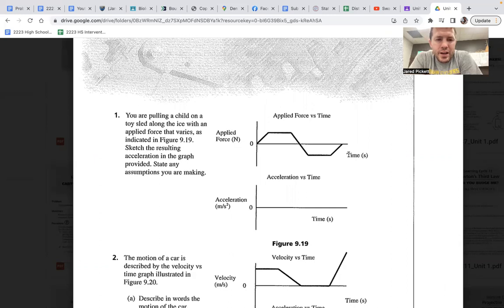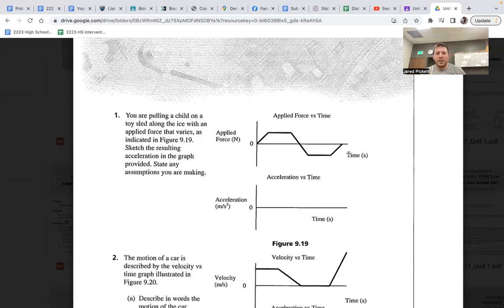So you're pulling a child on a toy sled along the ice, and this is important, with an applied force that varies. So the person that's doing the pulling is maybe changing the amount of force that they give. So sketch the resulting acceleration in the graph provided. State any assumptions you're making. So state your assumptions now and pause the video.